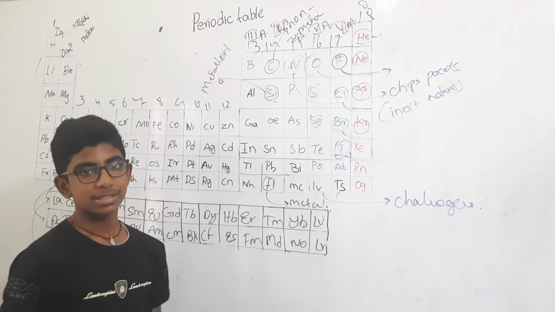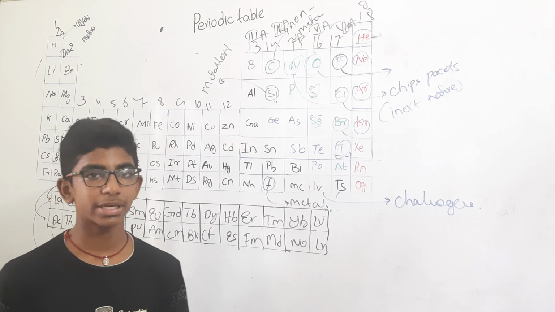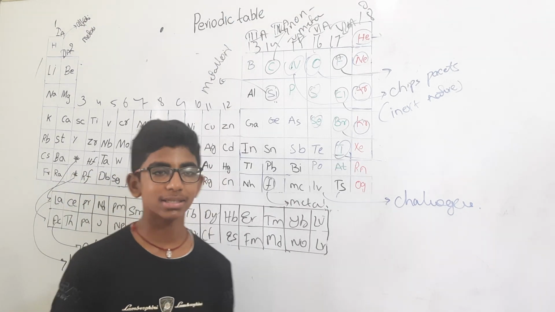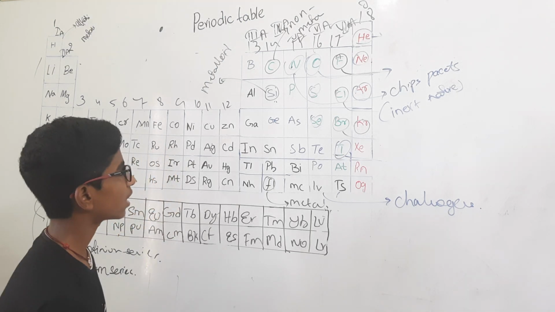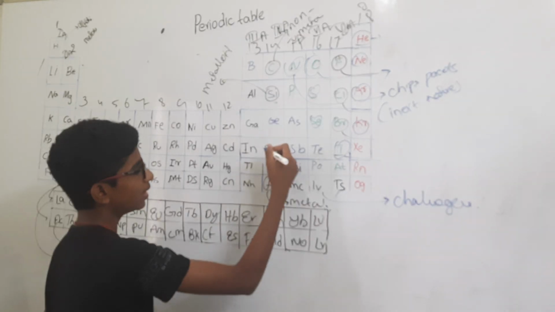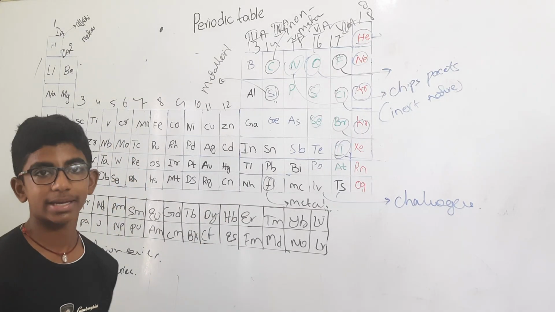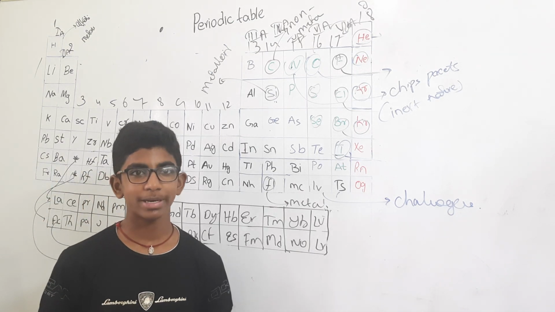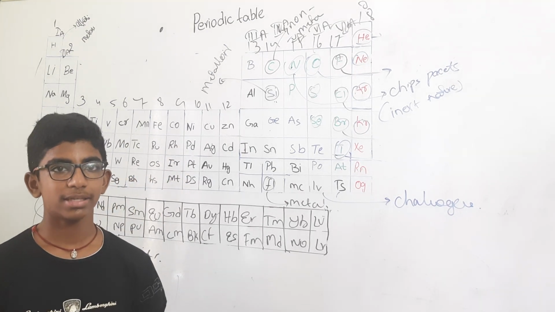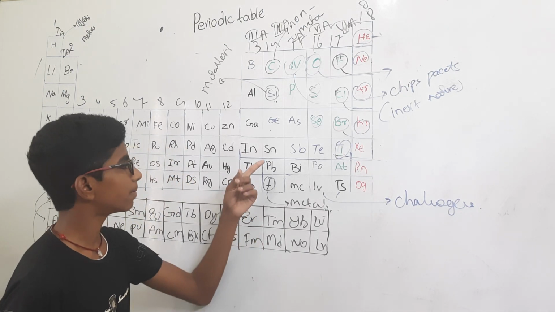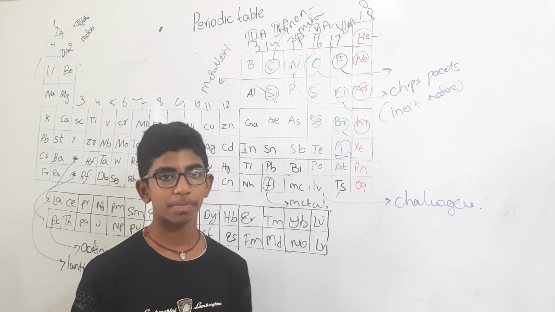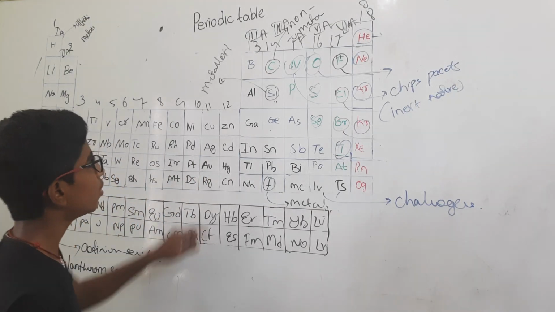And silicon. Silicon is very abundant, and it is mainly present in sand as SiO2, silicon dioxide. Then germanium, tin, lead. Tin and lead also have so many uses. Tin can be used for food cans, and food preserved in tins stays well preserved. And lead we use in our pencil leads, as you also know.